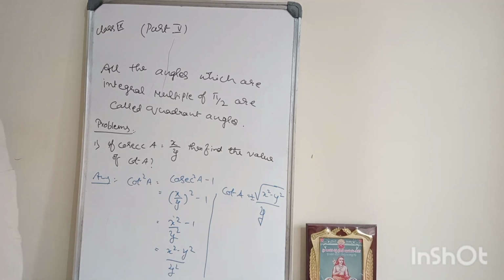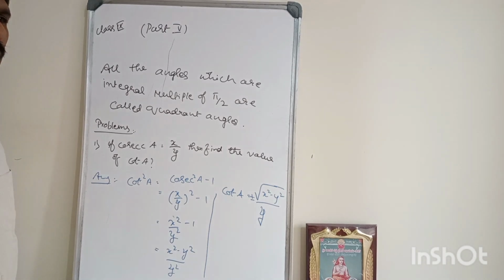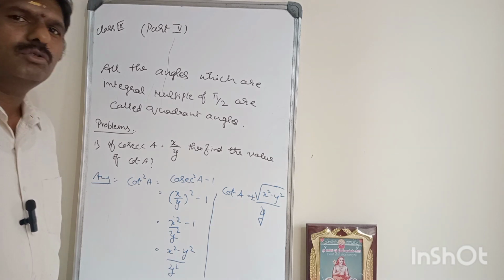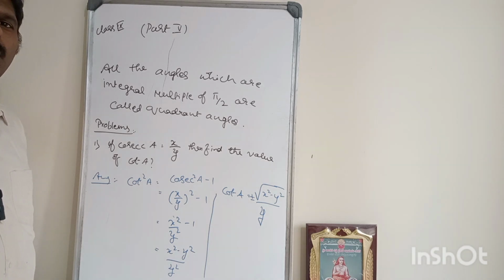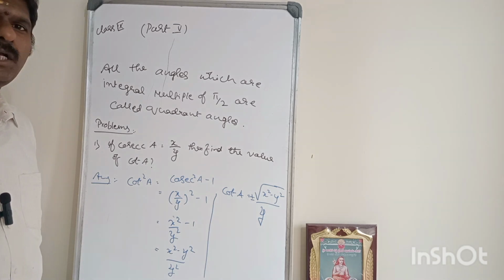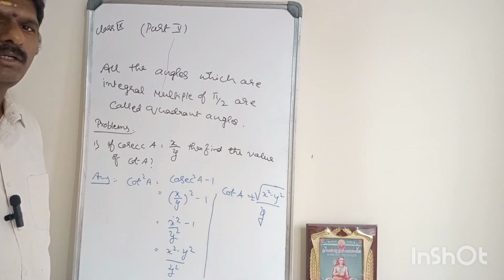So in the previous class, what we have learned about the trigonometric functions. A trigonometric function is a function in which we measure the sides and angles of a right angle triangle using some of the trigonometric ratios like sin theta, cos theta, tan theta, cosecant theta, secant theta and cot theta.